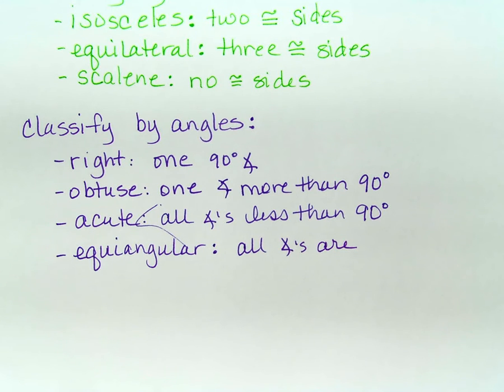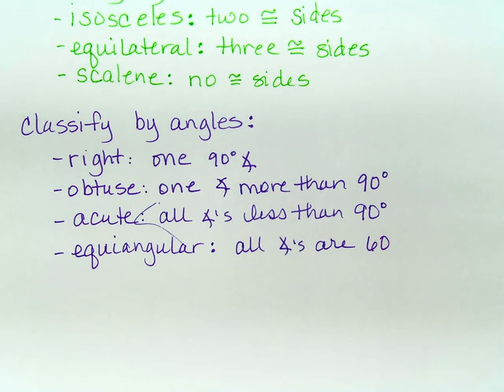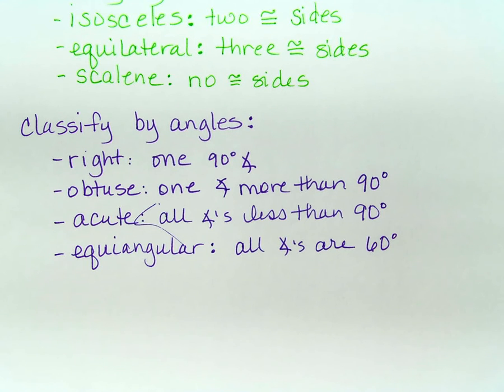Well, if they're all going to be equal, how much are they all going to equal? How much do all the angles in a triangle add up to be? 180. So it'll be 60, yeah, absolutely. Can I be picky? 60 degrees. Oh, good, 60 degrees. Okay.